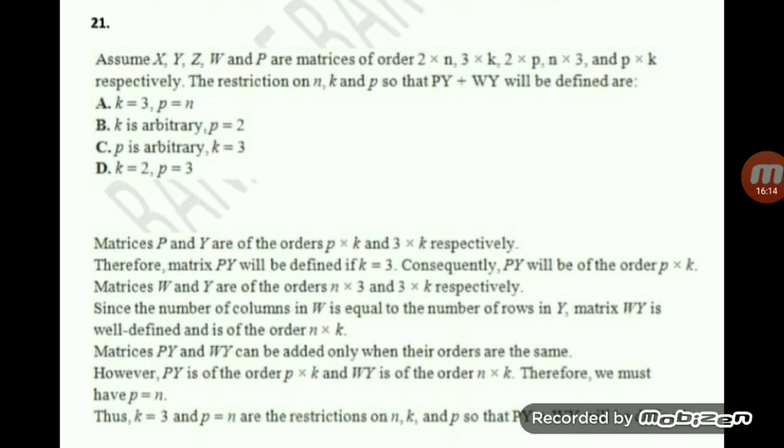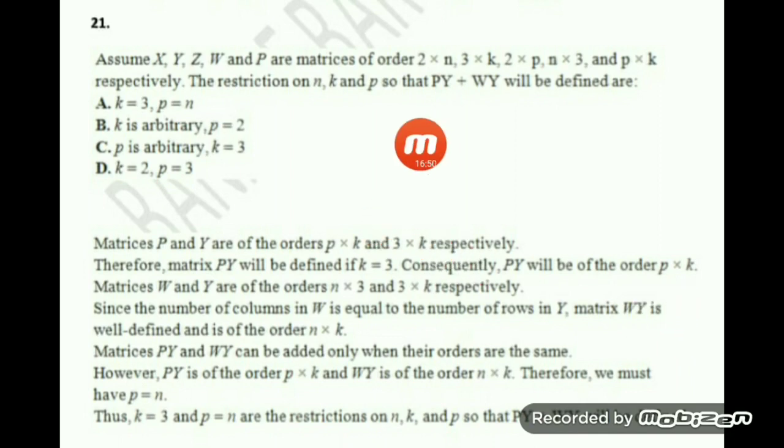I had explained already. So first you see I have written here the different orders. First we want to get py, so I have written the order of p is p by k and the order of y is 3 by k. So py is a product. A product will exist only when the number of columns of p is equal to the number of rows of y. So here it is p by k and 3 by k. So you must have the number of columns of p, that is k, equal to 3. The result will be defined only when k is equal to 3. Then the order of py will be p by k.